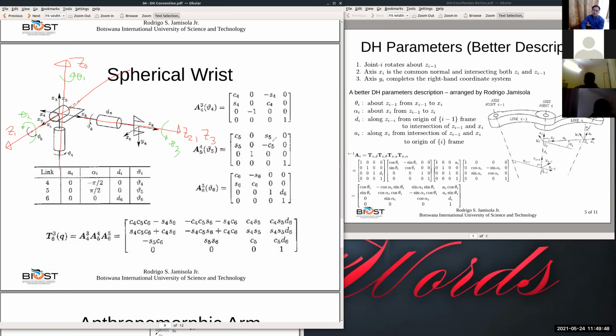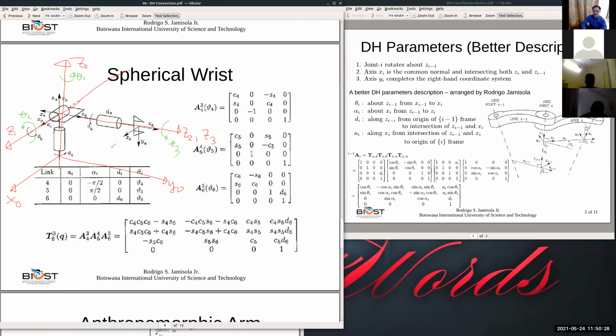Okay, next we find where is the X. So X is again normal and intersecting to both Z, the Z i minus 1 and the Z i. So if you're looking again here, the base frame, we assigned it before like this. So that is your X0. And we put your Y0 here.